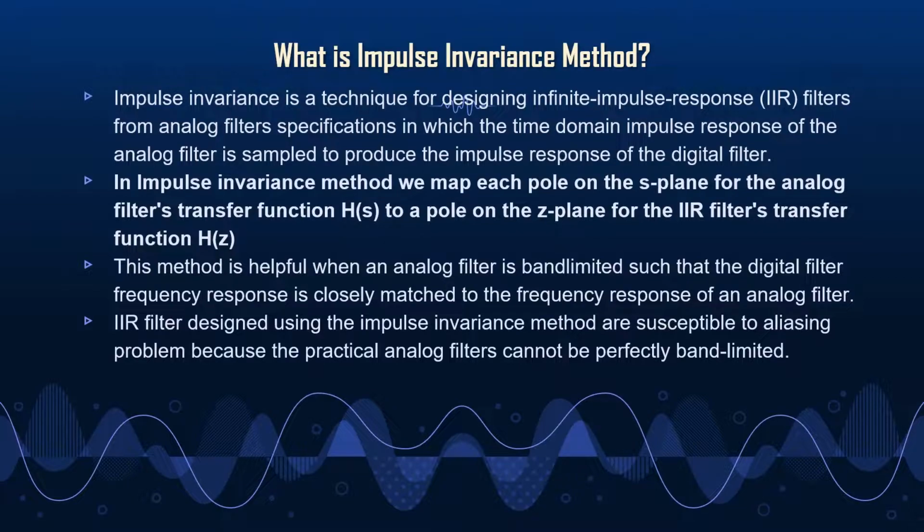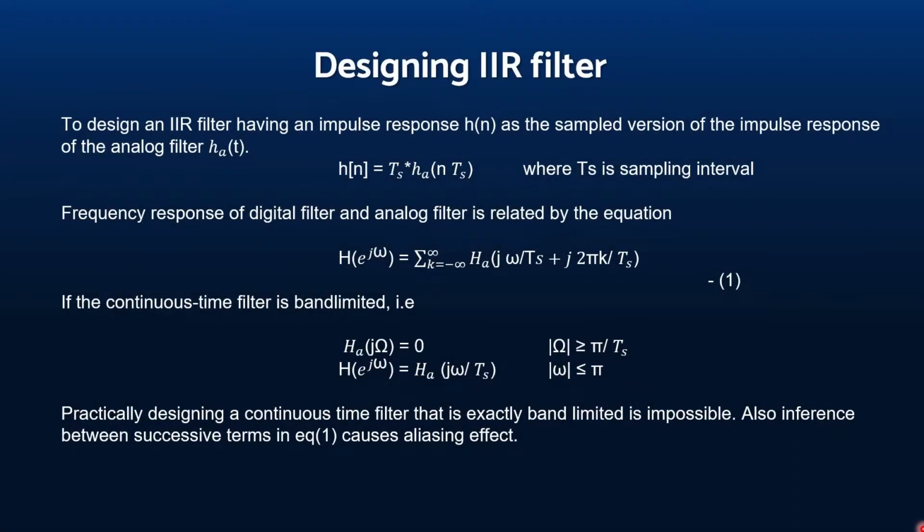IIR filter designs using the impulse invariance method are susceptible to the aliasing problem, because practical analog filters cannot be perfectly band limited. To design an IIR filter having an impulse response h(n) as the sampled version of the impulse response of an analog filter ha(t), h(n) is ha(nTs), where Ts is the sampling time interval.